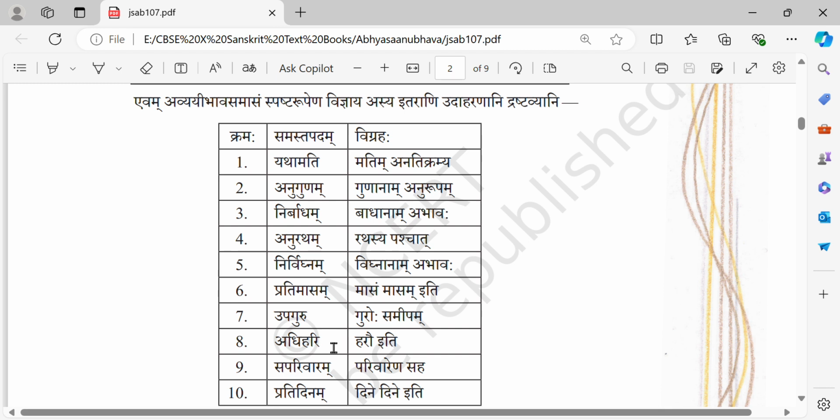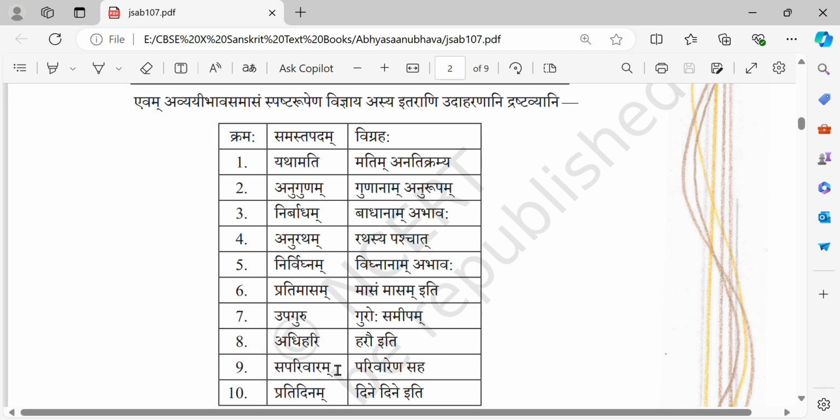Okay. So upa is used in the meaning of samipam. So you have to understand the word upa. Upa means near. How to split that word? Take the correct vibhakti of that particular word, then add samipam. That's it.